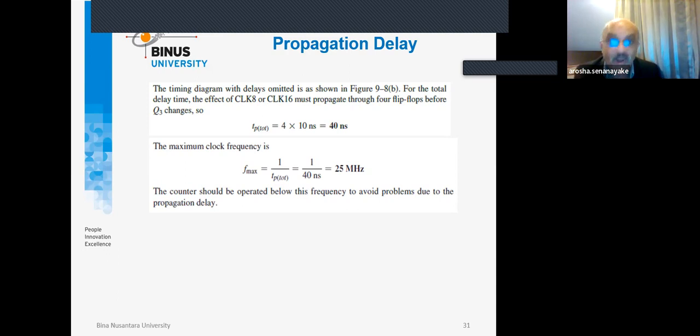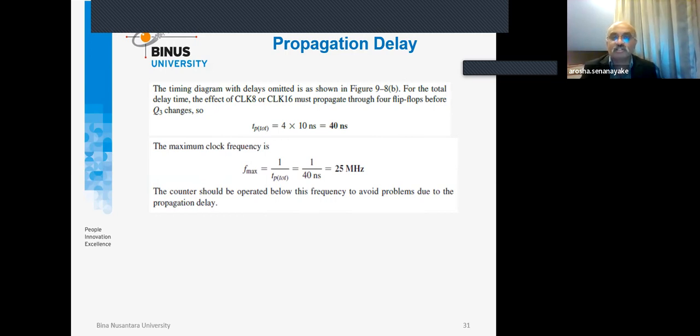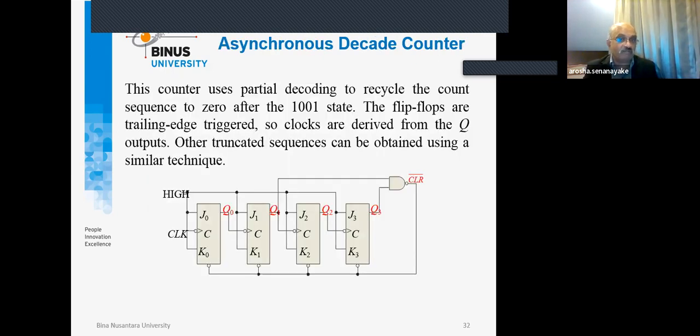The maximum clock frequency required, I can say easily, to avoid problems due to the propagation delay, should be 25 megahertz. This way you can think of using an appropriate clock before connecting the D-type flip-flops in this manner. It is very important to understand how to find the maximum frequency, and that is really necessary so that the data are properly available at the outputs of each D-type flip-flop or JK flip-flop.